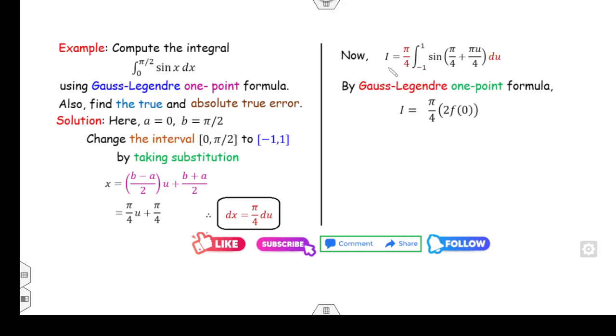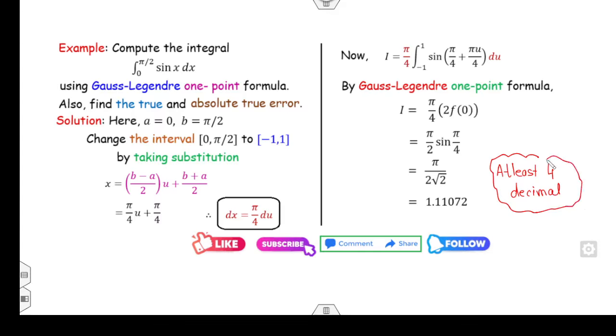Then I can apply the 1-point Gauss Quadrature formula. The answer will be pi over 2 f of 0. This number is my f, so I can say sine of pi over 4. Sine pi over 4 is sine 45, that's pi over 2 root 2. You can solve all those calculations to at least 4 decimal places. If nothing is mentioned in the given statement, you can calculate the result to at least 4 decimal places.